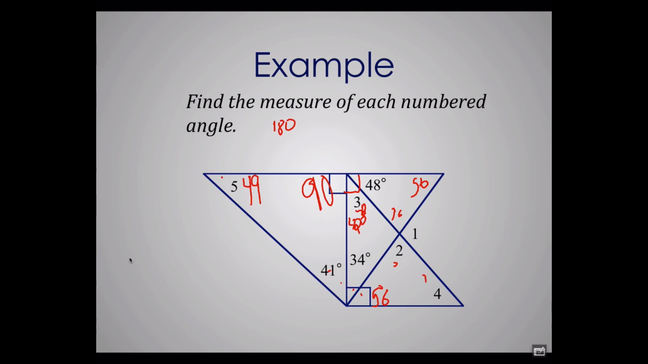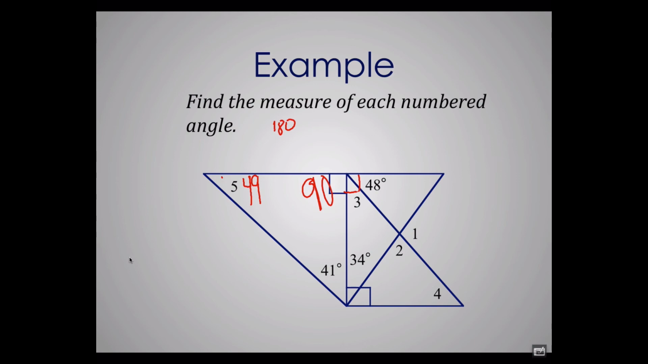Angle 1 is 104, because one of these triangles has 48 and 56, and 180 minus 76 gives 104. Boom, numbers.